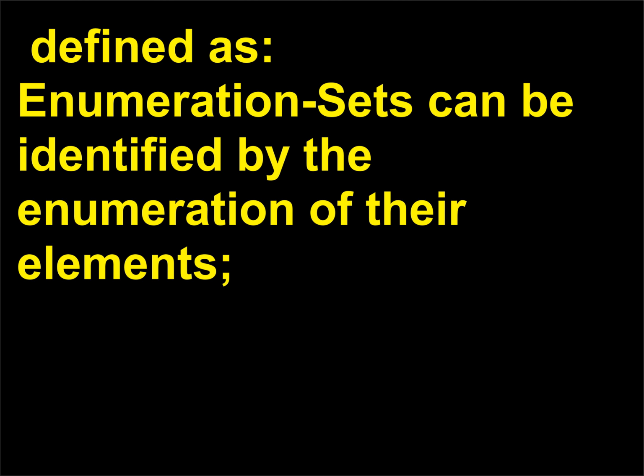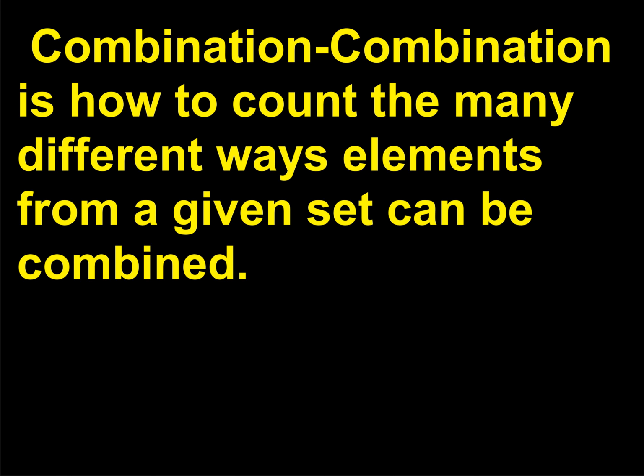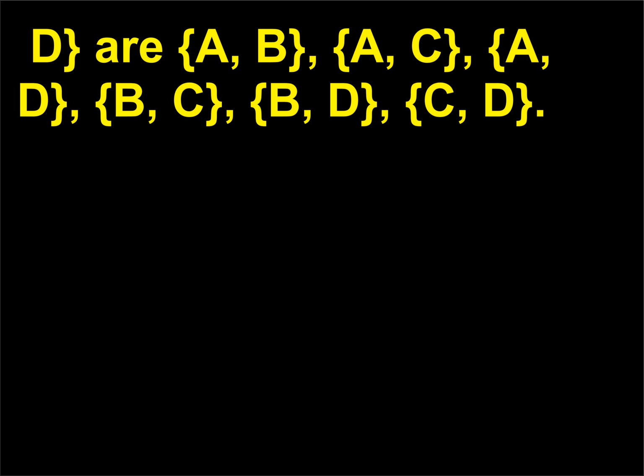Defined as enumeration, sets can be identified by the enumeration of their elements. In other words, determining, or counting, the set of all solutions to a given problem. Combination is how to count the many different ways elements from a given set can be combined. For example, the two-element combinations of the four-member set A, B, C, D are AB, AC, AD, BC, BD, CD.